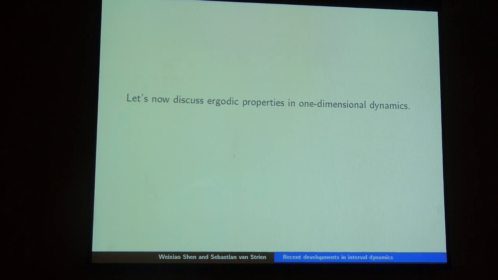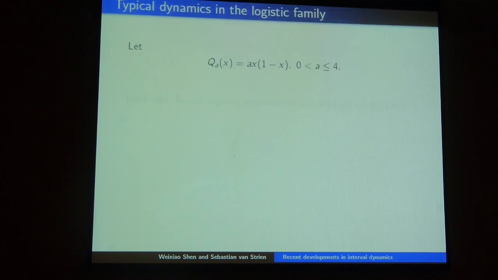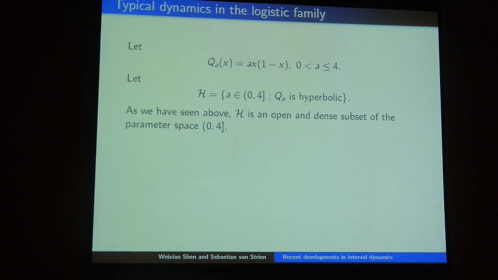So we are going to discuss ergodic properties of one-dimensional dynamics. I will start by recalling the famous Lyubich regular or stochastic dichotomy. That's for the quadratic family. Let me write the quadratic family in this form. The parameter a is taken in the range from 0 to 4. Then this defines a unimodal map from the interval [0,1] to itself. Sebastian just told us these are known before that.